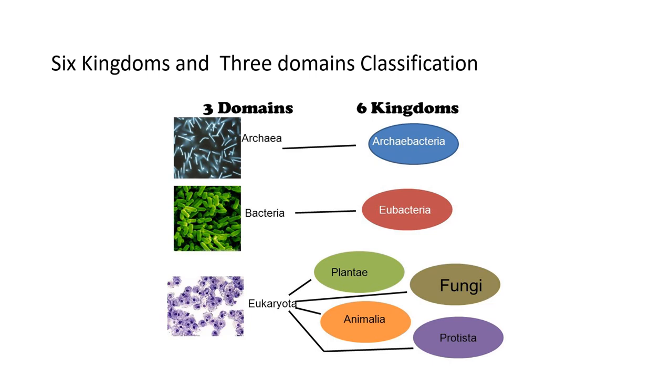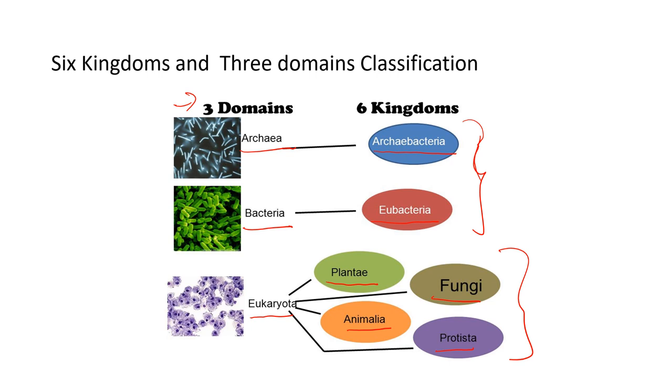So, the six kingdom and the three domain classification. According to Woese, organisms are classified into three domains. The first domain is archaea, where the kingdom is archaebacteria, and the second domain is bacteria, where the kingdom is eubacteria. As for the third domain, Eukaryota, it consists of four kingdoms: Plantae, Animalia, Fungi, and Protista. Basically, the first two domains are prokaryotes, and the Eukaryota are eukaryotes.